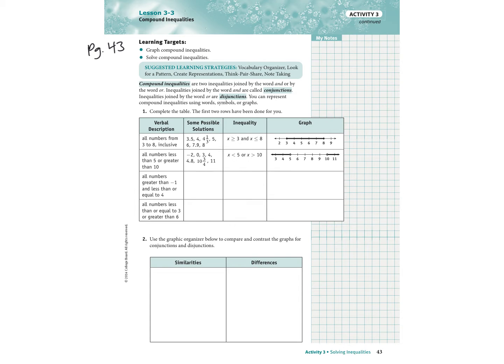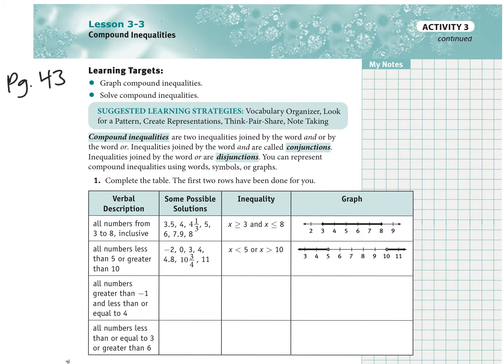Hi everyone, this is Miss Graham, and today we are going to be looking at Lesson 3.3, Compound Inequalities. So go ahead and pull out page 43 in your textbook, and we're going to get started. Let's go ahead and highlight our learning targets for today.